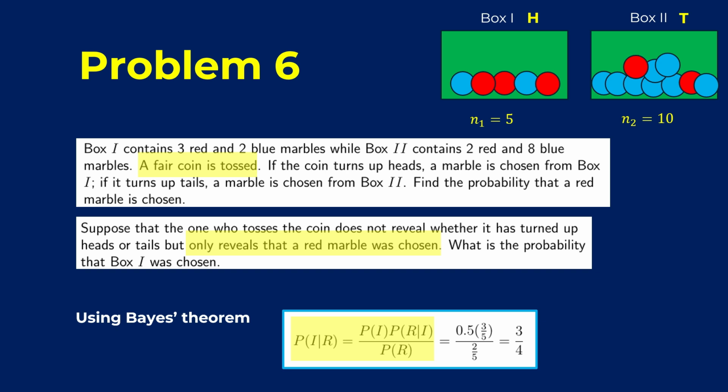Plugging these numbers gives the probability of selecting box 1, given that a red marble was chosen, is 3 by 4. In the next video, we will start lecture 2, which is about random variables and probability distributions.